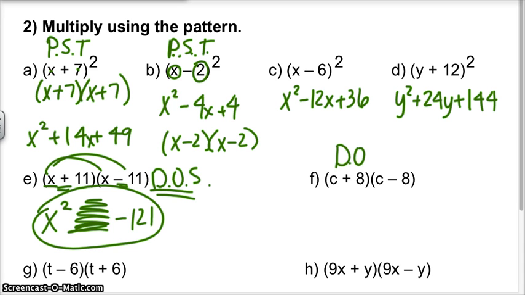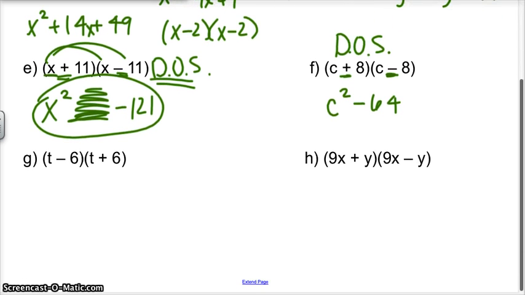Again, letter F is a difference of squares. I know my answer is going to have two perfect squares with a minus in between because the plus and the minus are going to end up canceling. I'm going to have a c squared, my center terms are going to cancel, and I'm going to have minus 64 because 8 squared is 64.